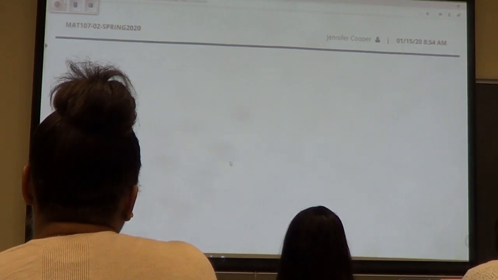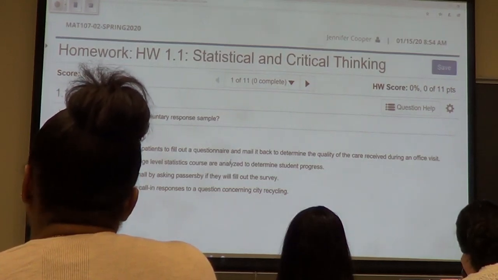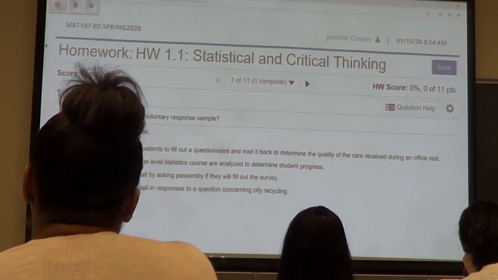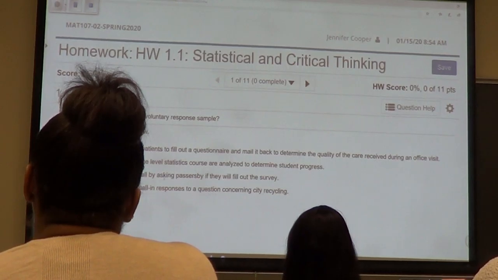Everybody's questions are different, but everybody's number one is going to be very similar. It's going to say which one is not a voluntary response, but it's going to be different questions. We talked about voluntary response. Voluntary response means you have to voluntarily pick up the phone or fill out the survey. Which one is not voluntary? A local dentist asks her patients to fill out a questionnaire and mail it back. Quiz scores from a college-level stats course are analyzed. A survey is taken at the mall by asking people to fill it out. A radio station asks for call-in responses.